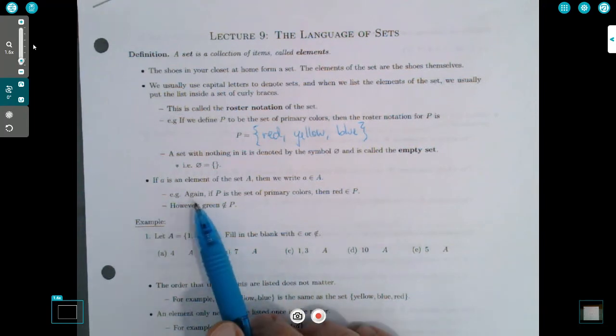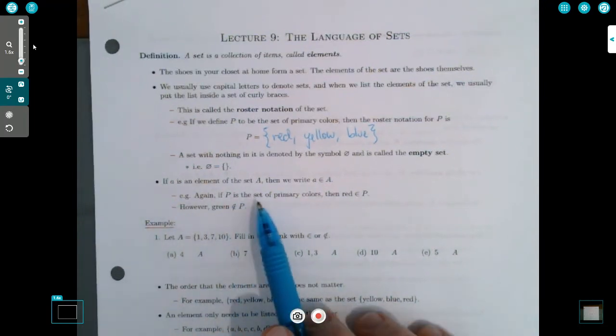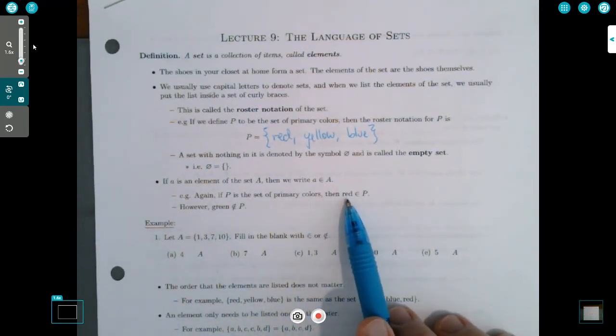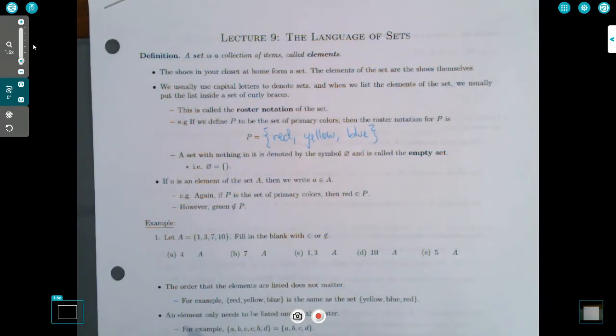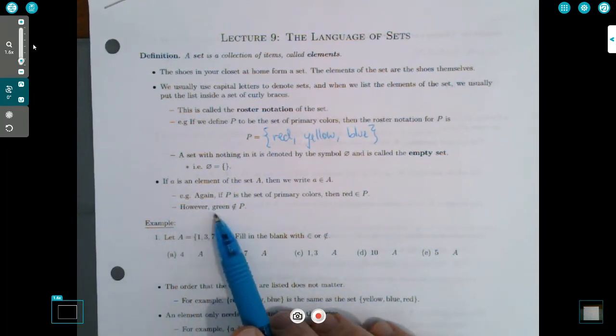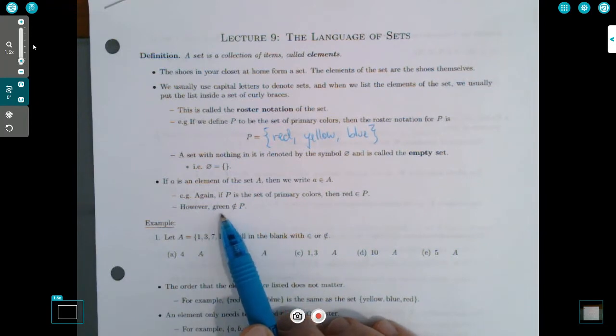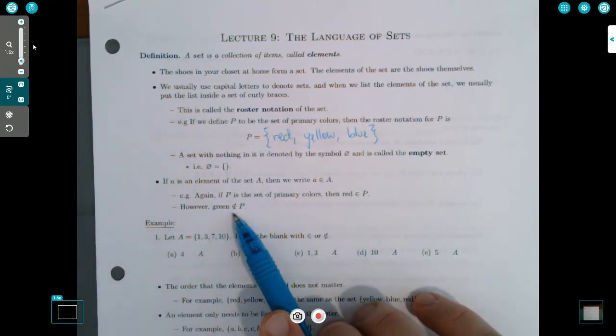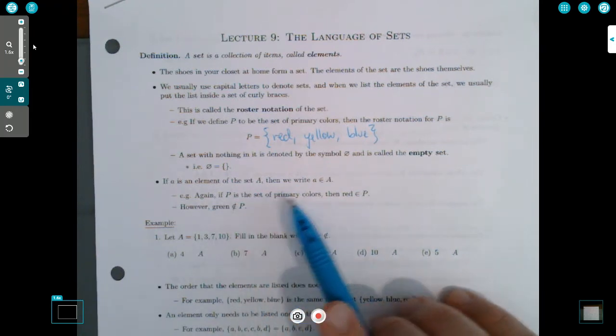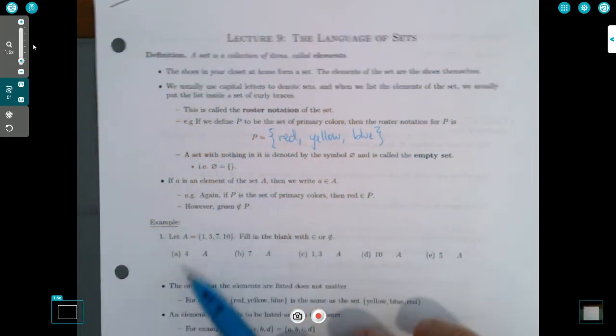So to give you a concrete example, if P is the set of primary colors, then red is an element of P. Or in other words, red is in P. Red is in the set P, right? However, green is not in P, right? Green is not a primary color, so green is not an element of the set P. And so that's how we would say that something is not an element of a set, is that we would write the element symbol and put a slash through it.